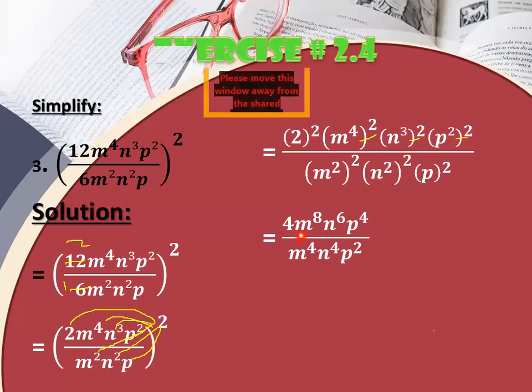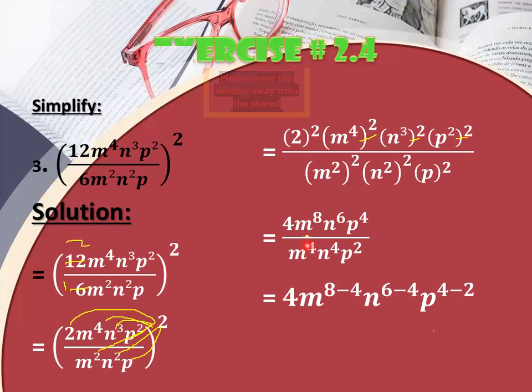Okay, bases are same, coefficient obviously different, but the bases are same. Here you have m, n, and p. So if the bases are same, what you will do, simply subtract the exponent. So in the next step, you are going to solve it further by subtracting the powers of the same bases. How? You will simply write the coefficient 4, then take your common base, that is m, and then subtract their exponent, that is 8 minus 4, then another base which is n, and subtract their exponent 6 minus 4, then another common base is p, and then subtract their exponents 4 minus 2.